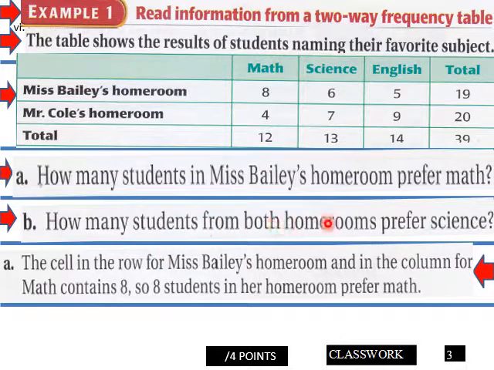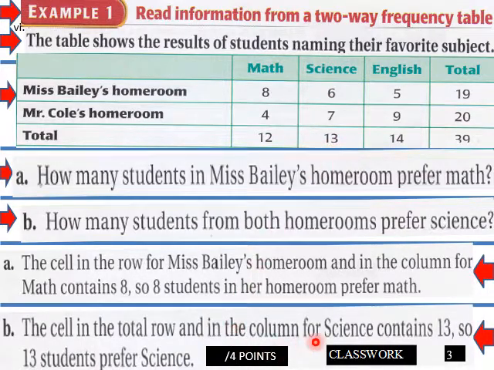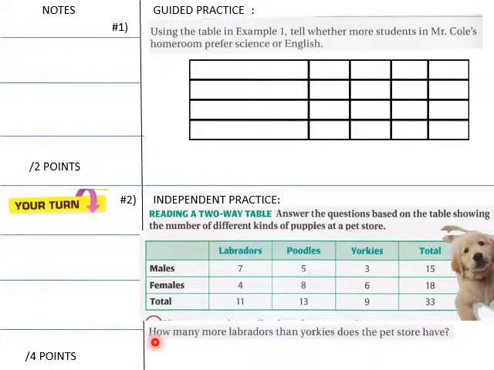How many students from both homerooms prefer science? So we have science here. So our total will be down here, would it not? I think it would be, so 13 for science.